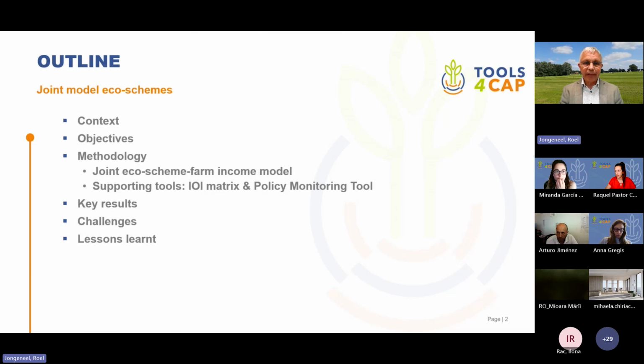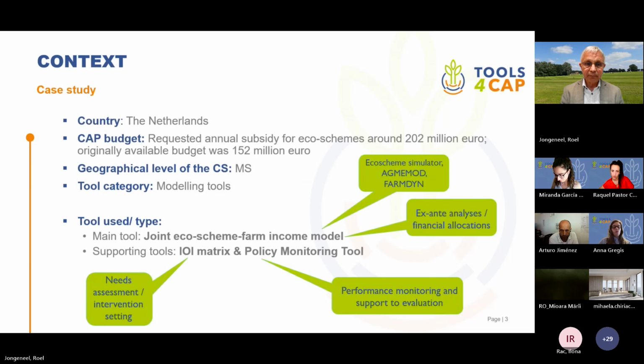What I would like to do is to tell you something of the background and the research questions, or what information needs, then the approach we used, and some key results and lessons we learned. That's the structure of the presentation. Now, as contextual information, this is a case study applied to the Netherlands, and it has a focus, although not solely, but a strong focus on the role of the Dutch eco scheme, and changes therein.